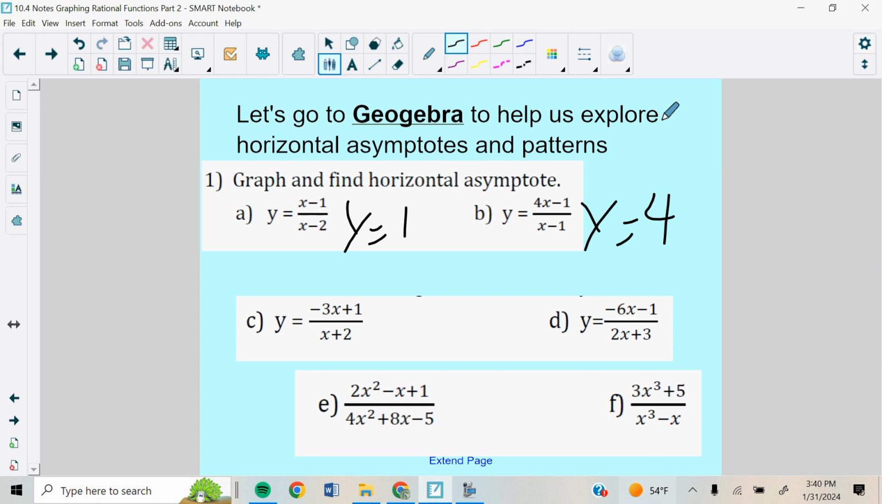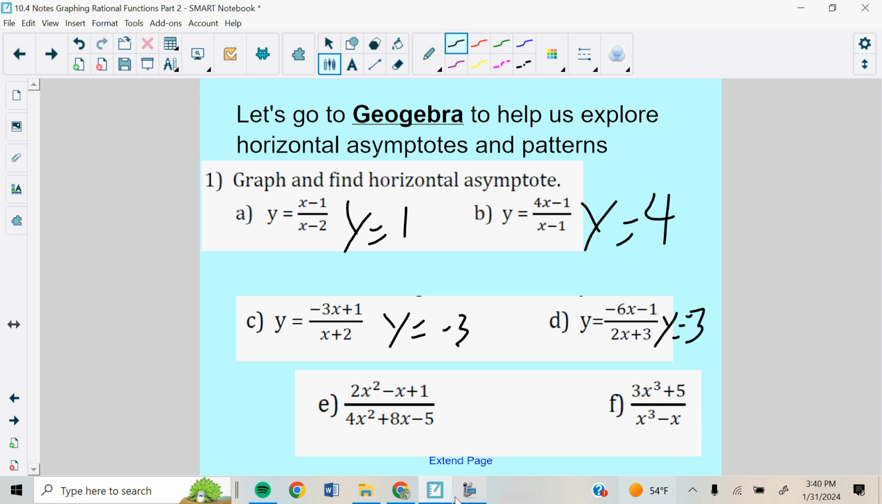All right, so hopefully you took some time and put in problem C and problem D and took a look at your graphs, and we can see that we have y equals -3 for C, and we have y equals -3 for D. So both of those ended up being -3, even though those problems are different.